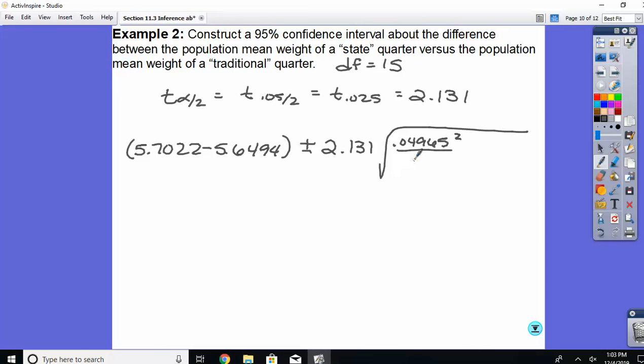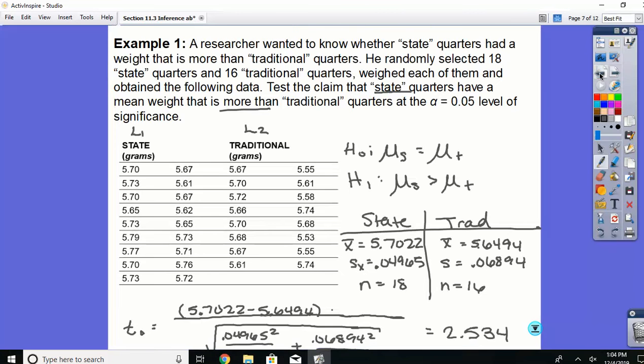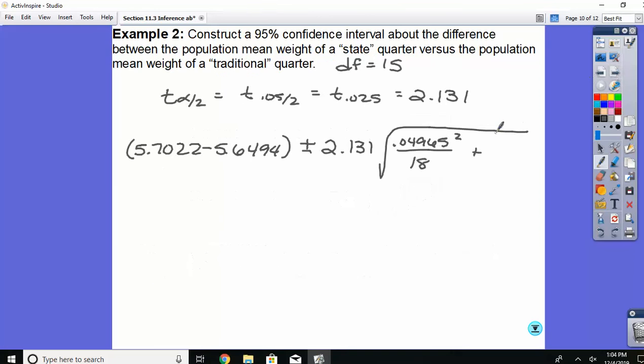And that one was 18, plus this one was 0.06894. Wait, really? Okay, yeah, these are over that one was. So type this in your calculator.